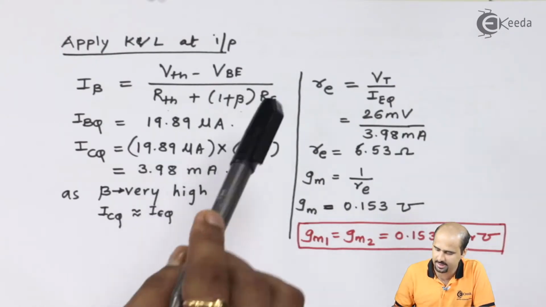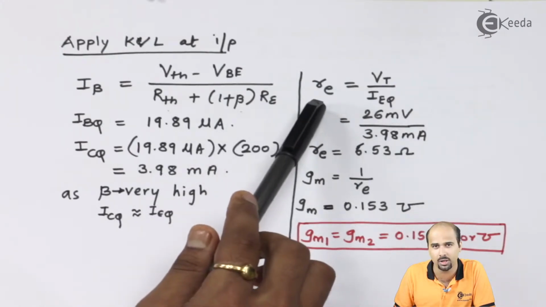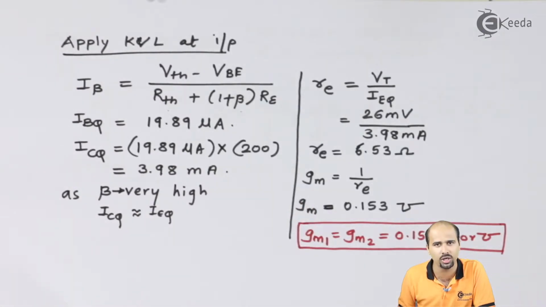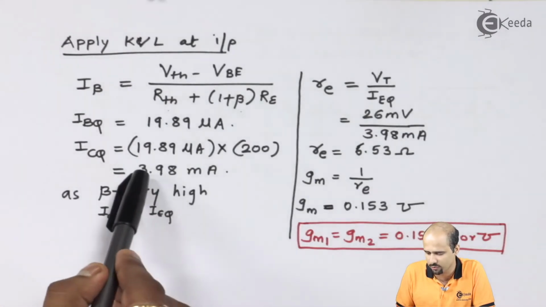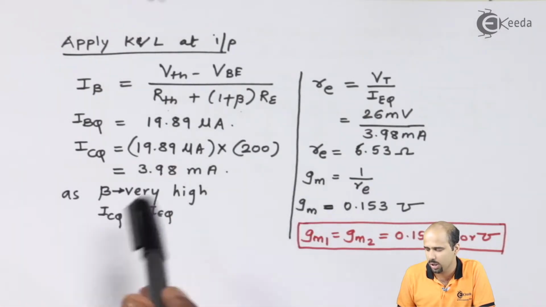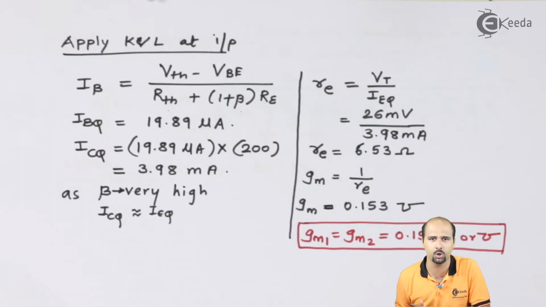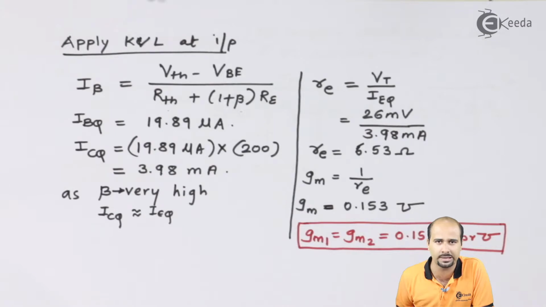I can now find RE, that is nothing but the parameter for your RE model. RE is equal to thermal voltage divided by IEQ. We always have to take the thermal voltage as 26 millivolts. So 26 millivolts divided by whatever value you have got for ICQ, just put that value and you will get the value of RE, right? Why do we require RE? Because we require the voltage gain. Voltage gain depends on the value of GM, GM depends on the value of RE, RE depends on the value of IE, and that's what we are working towards in the DC analysis.